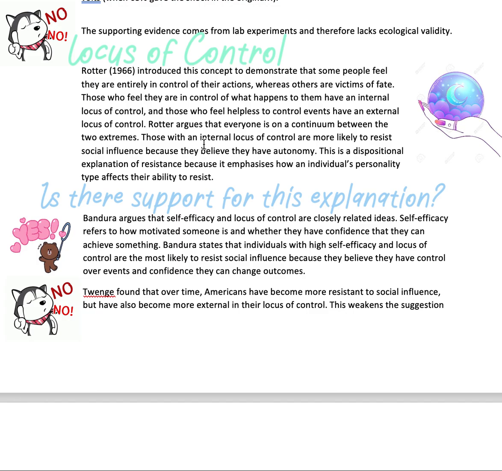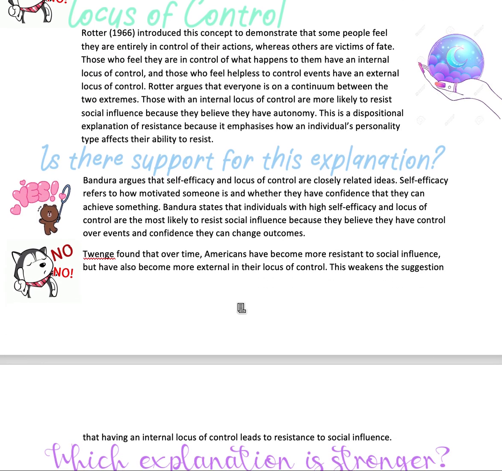Lack of support for the explanation. So counter evidence comes from Twenge. Americans have become more resistant over time, but also more external. So therefore it weakens the suggestion that there's a link between the two, because how can a population be becoming more resistant and more external at the same time? You would expect one of them to be the opposite way around. So there can't be a clear link.